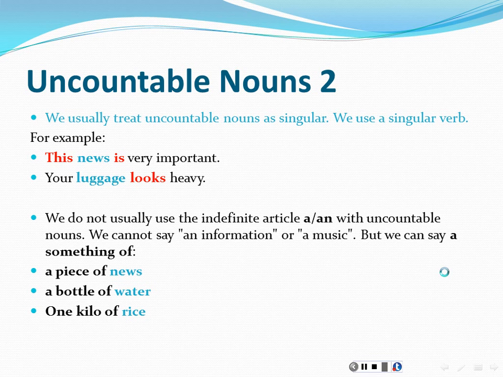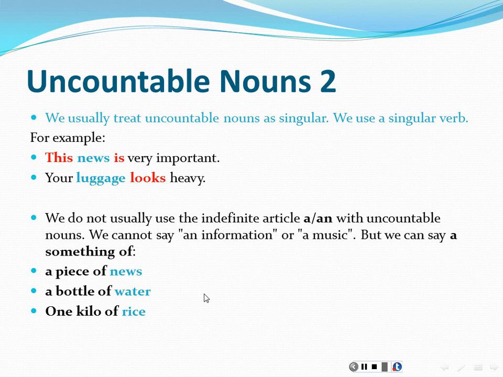So again, let me repeat this rule. If you have uncountable noun, don't use an article. لا تستخدموا أدوات التنكير مع الأسماء غير معدودة. But you can use a or an with a piece of, a bottle of, 1 kilo of, something like that. يعني الاستخدام يكون مع كلمة متعلقة أو مرتبطة بالاسم غير المعدود. مثل هنا a piece of news, a bottle of water, 1 kilo of rice. Okay. I hope it's clear.